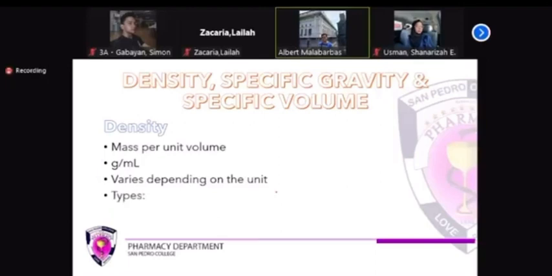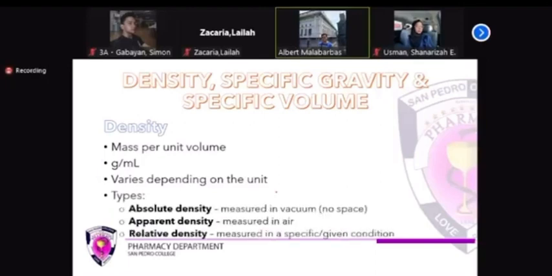And then there are 3 types of density as mentioned in the book. We have absolute, apparent, and relative density. By definition, absolute density is a type of density that is measured in vacuum. Apparent is measured in air, and relative density is measured in a specific or given condition. So just remember the definitions: absolute, in vacuum; apparent, in air; relative, in a specific or given condition.